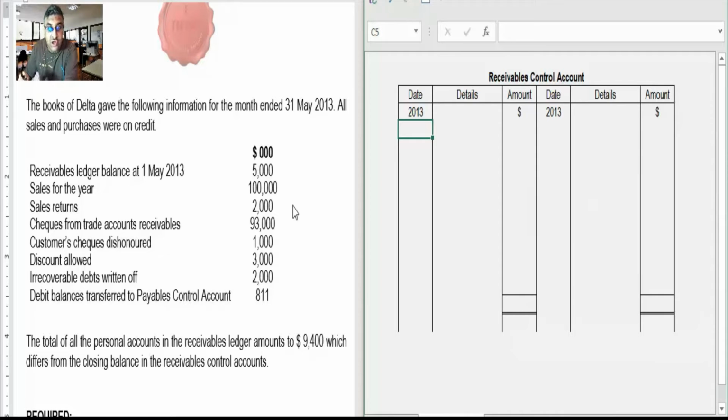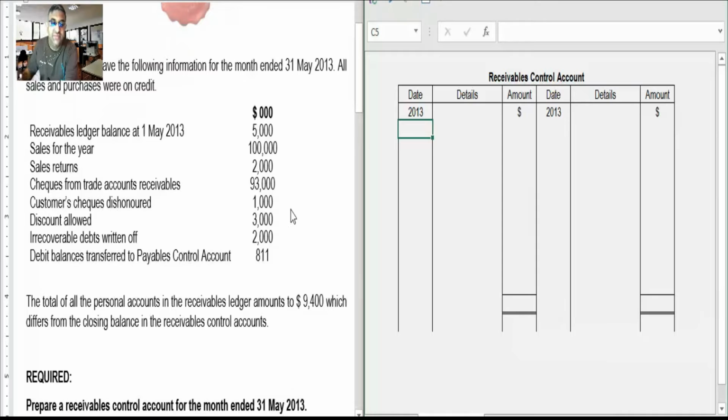Customers' checks dishonored, $1,000. Discount allowed, $3,000. Irrecoverable debts written off, $2,000. And debit balances transferred to payables control account, in other words, contra entry of $811. The total of all the personal accounts in the receivables ledger amounted to $9,400, which differs from the closing balance in the receivables control account.